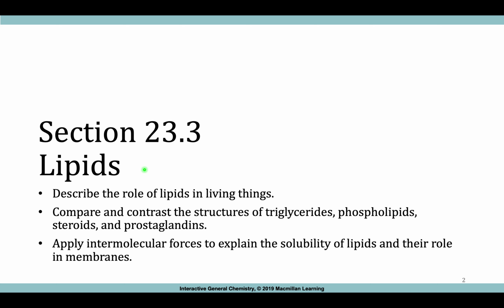Welcome back to lipids in our biochemistry discussion. We talked about some delicious sugars, carbohydrates last time, and today we're going to be talking about delicious fats and lipids, and understanding what lipids mean and just the really interesting role that they play in our bodies.